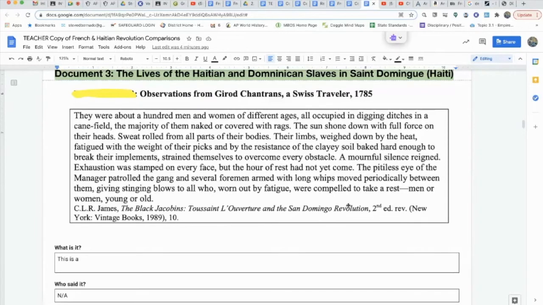Wow. So the manager walked around with a whip, and if you took a break, then you get cracked with the whip. If you were a man, if you were a woman, if you were old, or if you were a young child, you're going to get cracked with the whip. And the whiplash splits your skin wide open on your back. And the heat of the sun could infect it. Think about that experience for Haitian and Dominican slaves as they worked in the cane fields in Haiti.